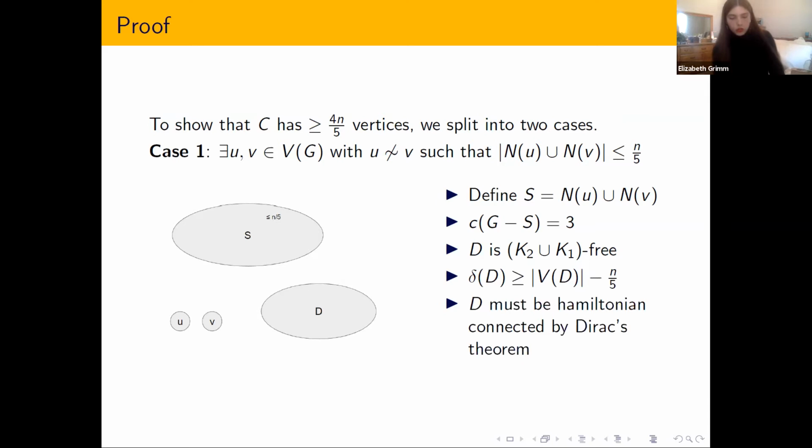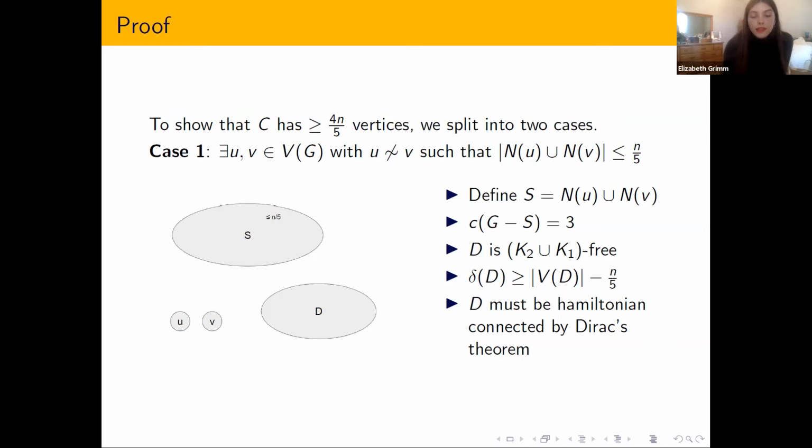With this inequality, we can use Bauer's theorem to get a lower bound on n: n is greater than 45. Then we know that the size of this component D is at least 4n/5 minus 2. That inequality gives us that the minimum degree of D is at least n/2. So by Dirac's theorem, we can say that this component D is Hamiltonian.